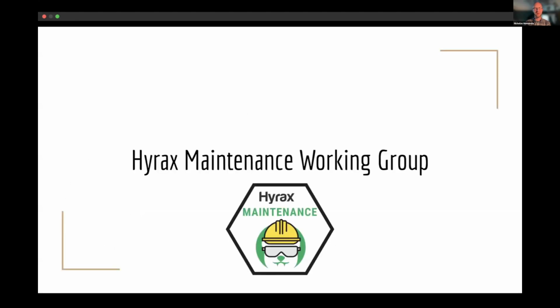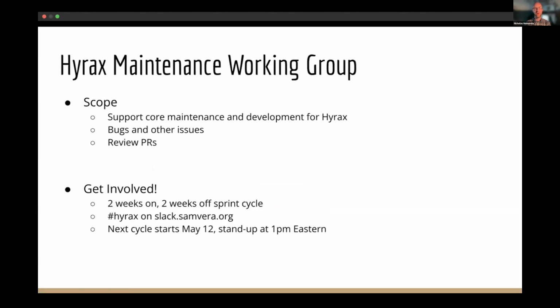I'll offer a few brief words about what it's like working on the Hyrax maintenance working group. We support the core maintenance and development for Hyrax and handle any bugs or issues that come up in between the bigger community sprints that we do, as well as review PRs that people submit when they're doing development within the community. We work in 2-week cycles, and we have now just one Slack channel, hashtag Hyrax, in Slack. So you can find updates about when we're meeting and the connection information there, as well as our project boards. Our next cycle is starting on May 12th, and we meet every day at 1 p.m. Eastern.